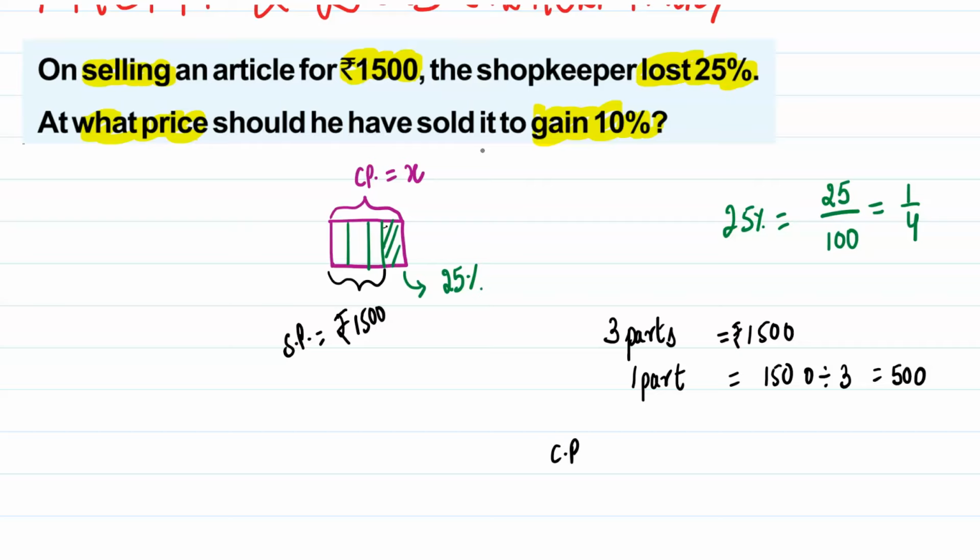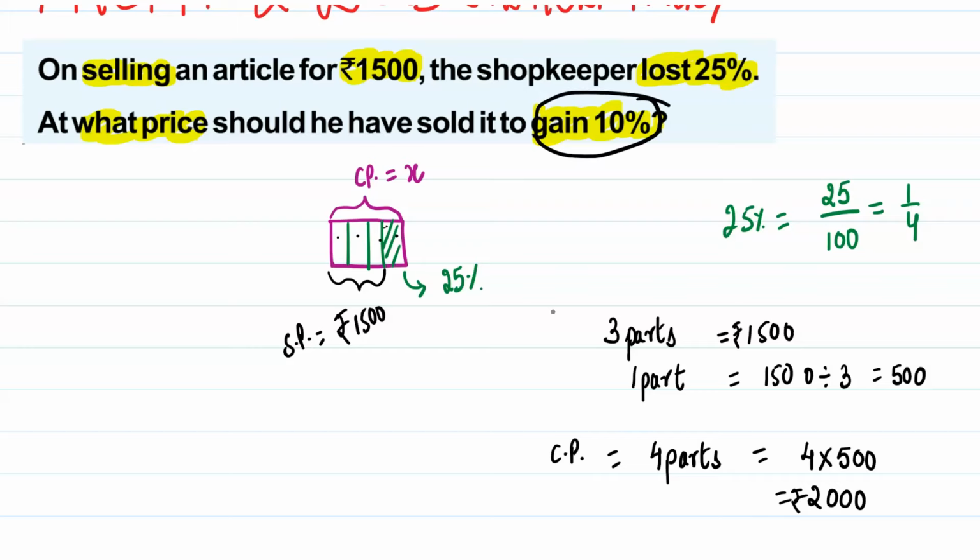Now CP is made up of how many parts? It's made up of 4 parts. The cost price, you can see 1, 2, 3, 4. So each part is of 500. So CP should be 4 times 500, which is rupees 2000. Now once we get the CP, the next part of the question says at what price should he have sold it to gain 10%?